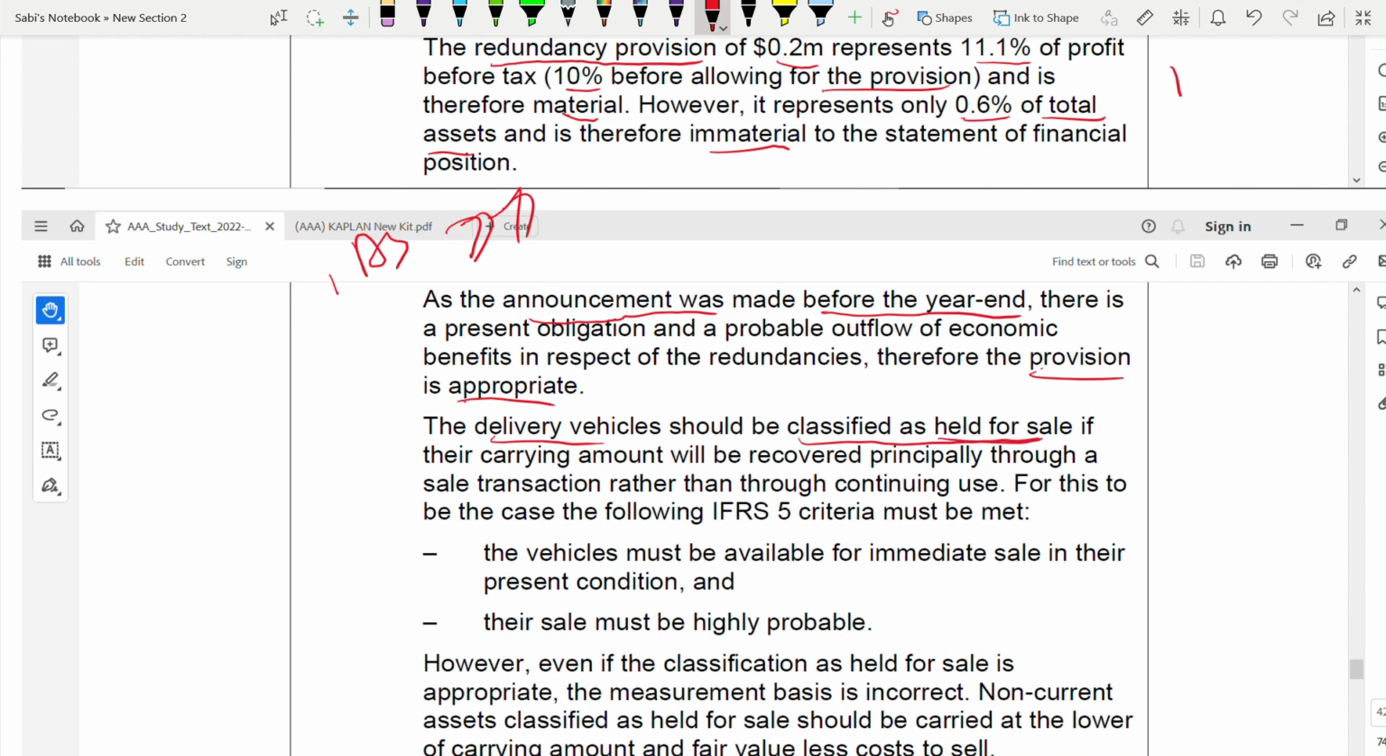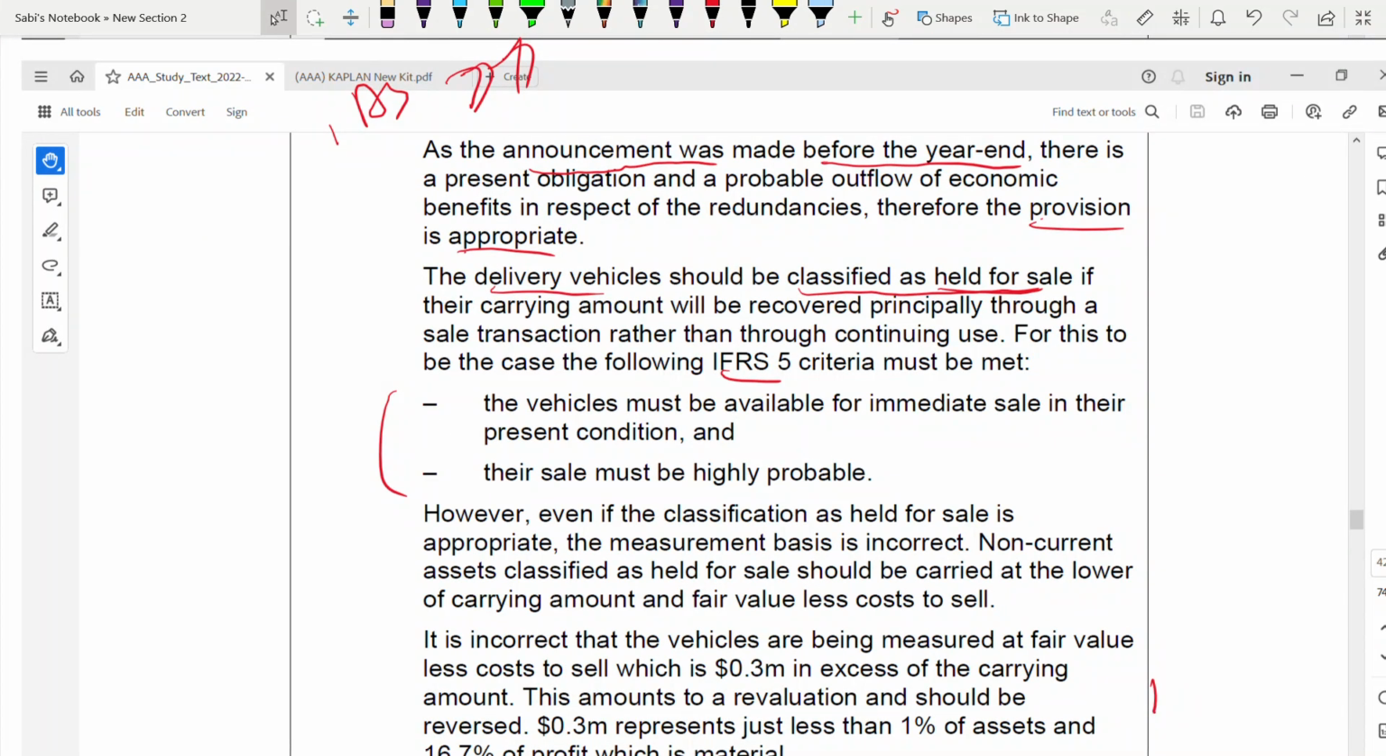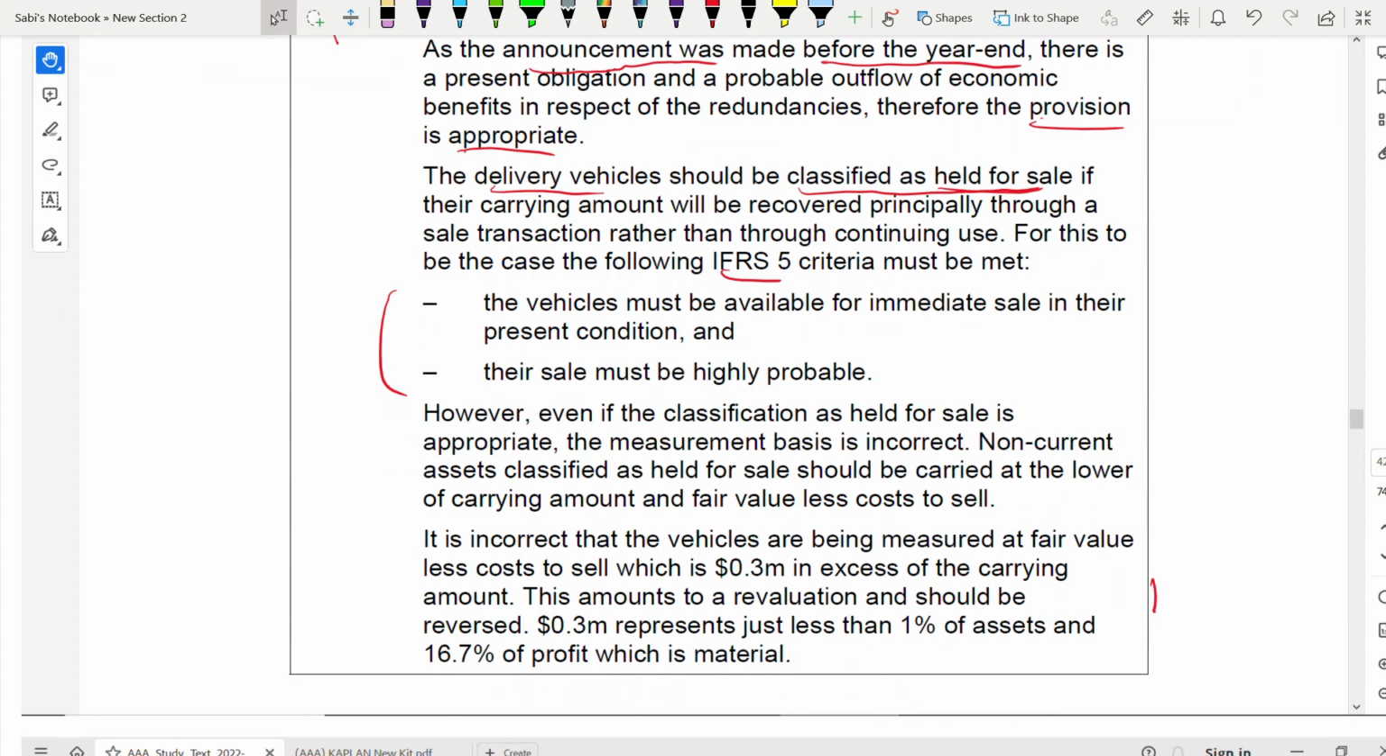When classifying as held for sale, two conditions need to be met according to IFRS 5. You have to talk about those two conditions. One, the vehicle has to be available for immediate sale in its present condition. Two, the sale has to be highly probable. Okay. Now you have to talk about the point where this is incorrect. Even if the classification as held for sale is appropriate, the measurement is incorrect in this case. They have put it at fair value less cost to sell, which is in excess of 0.3. Because they should be measured at the lower of carrying amount and fair value less cost to sell. Whichever is lower. Lower is the carrying amount, but they have measured it at a higher amount.